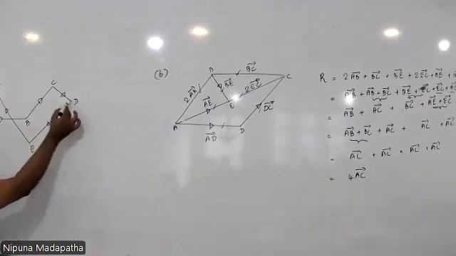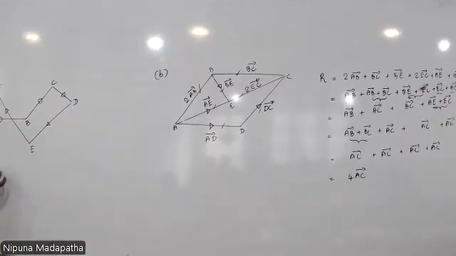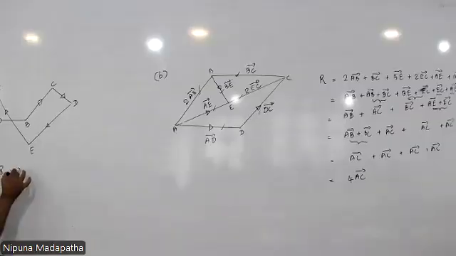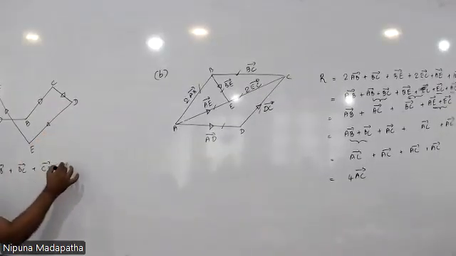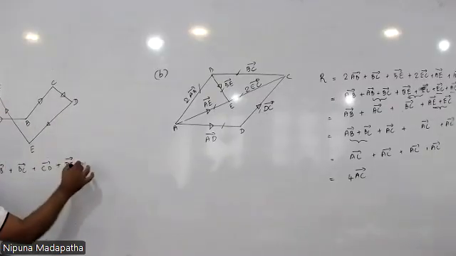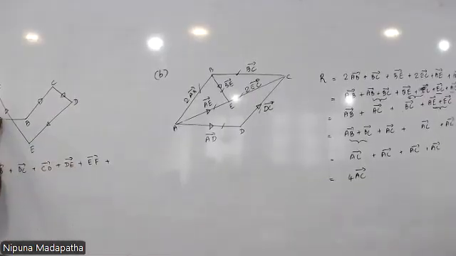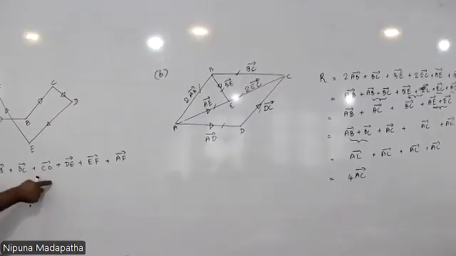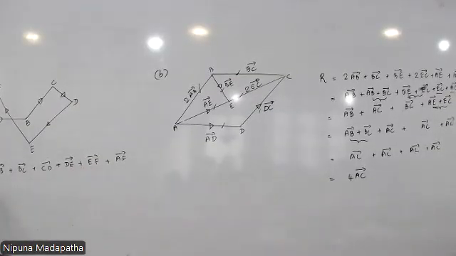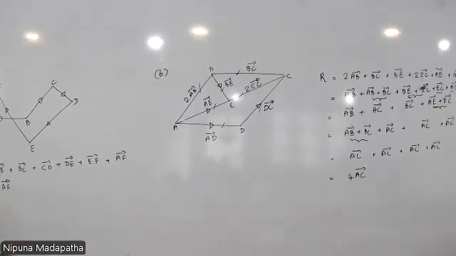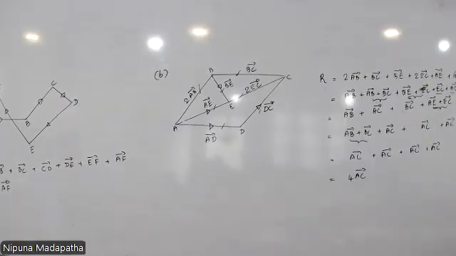And I'm going to take this group first. AB plus BC, then add CD, then DE, then add EF to it, and there's another A. So looking at the pattern: AB plus BC, AC; AC plus CD, AD; AD plus DE, AE; AE plus EF, AF; AF plus AF, 2AF. So the answer is 2AF.